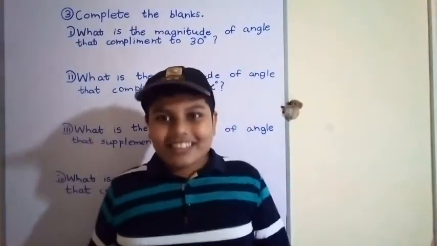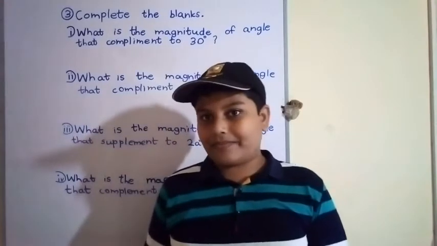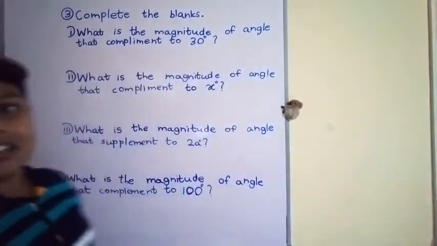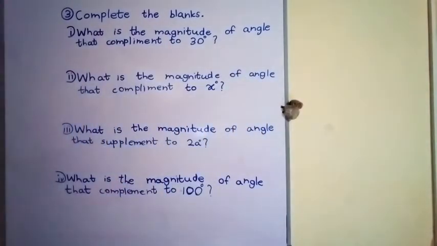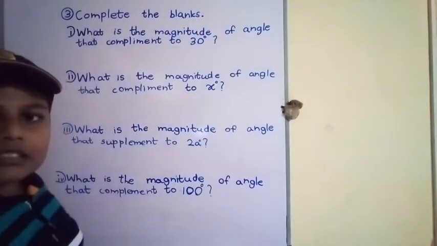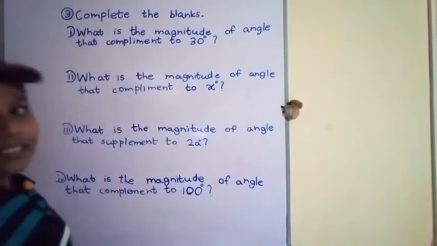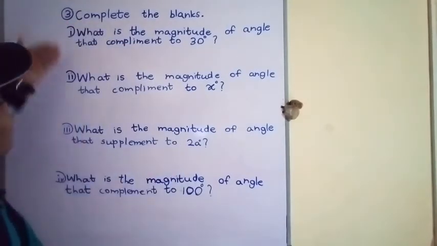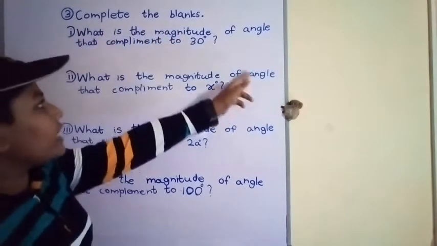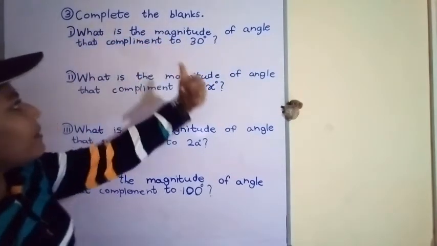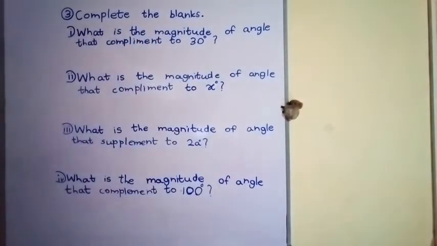Okay, this is your third question, in the correction of the third lesson, Angles, Grade 8. There are 4 parts. You complete the blanks, which means the questions give the answers. Now the first one: what is the magnitude of the angle that is the complement to 30 degrees?